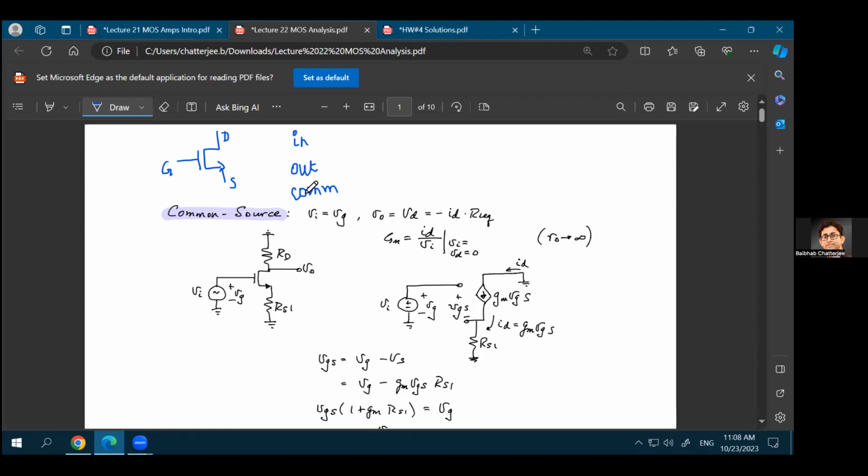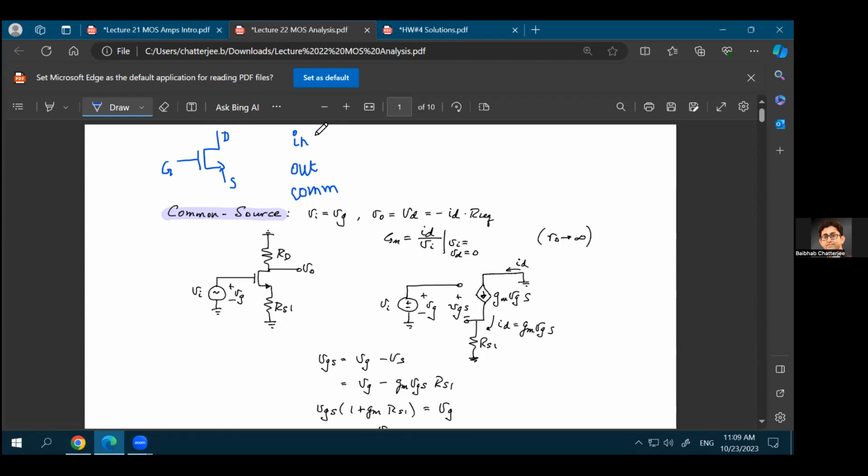Here also it's the same thing: you apply your input between the input terminal and the common terminal, or the reference terminal, and you look at your output between your output terminal and the reference terminal. Because there are three terminals, you can have one of them as input, one of them as output, and one of them as your reference terminal. So there are a few possibilities.